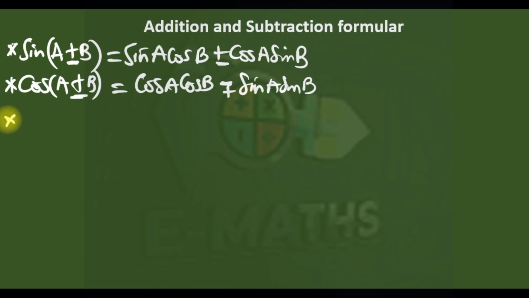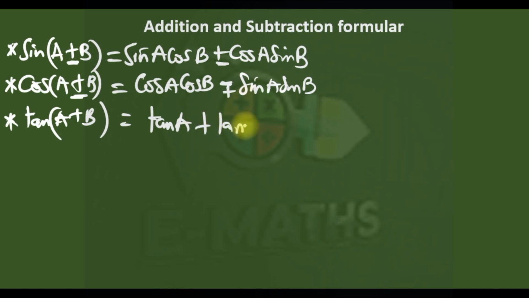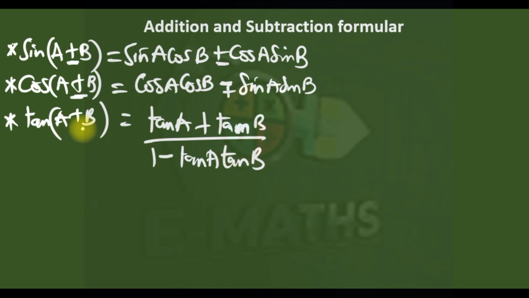Then for tan, it is always equal to tan A plus tan B if it's positive here, over 1 minus, since it's positive here it's negative, the product of tan A and tan B. So if it's negative, this turns to positive, while this turns to negative. So that's it. So see where we use it.